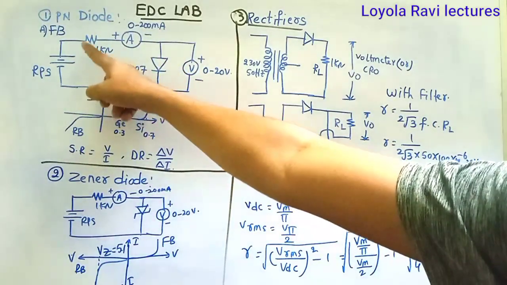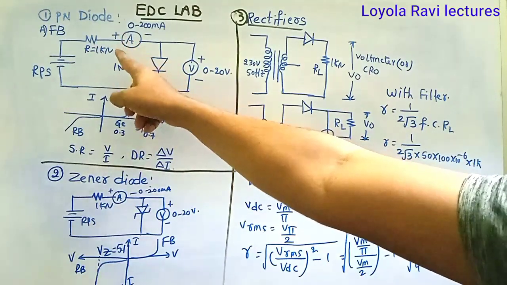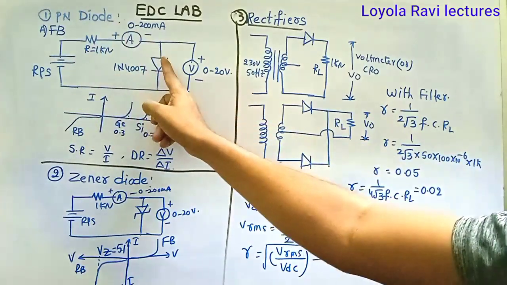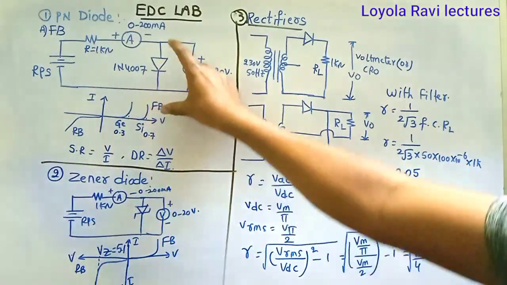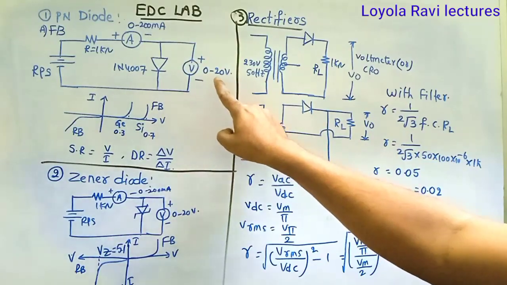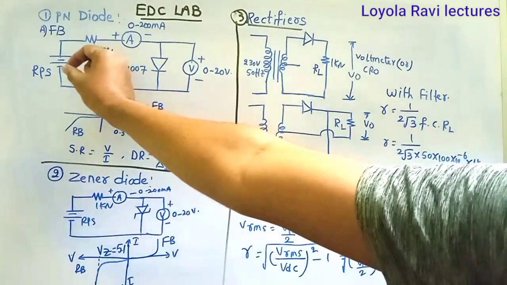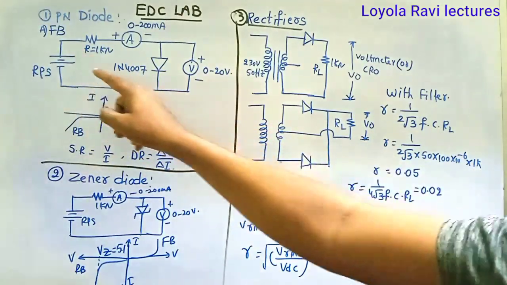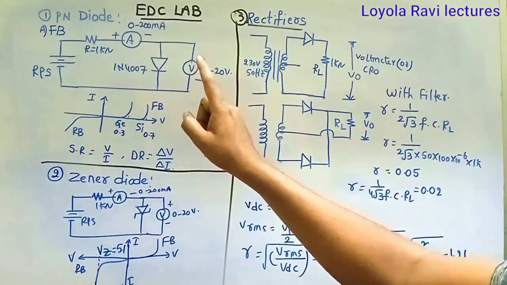In between we are going to use one resistor for safety purposes, and for the measurement of current we are using one ammeter. Positive is connecting to positive of the diode through the resistance and ammeter, and in parallel we connect one voltmeter for the measurement of voltage. This is the forward bias circuit. By varying the RPS, 0, 0.1, 0.2, 0.3 and so on, we can find voltages and currents. That is forward bias of the PN junction diode.